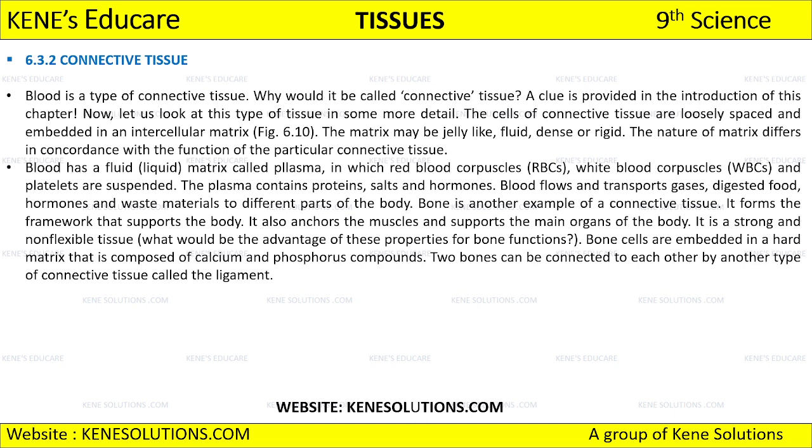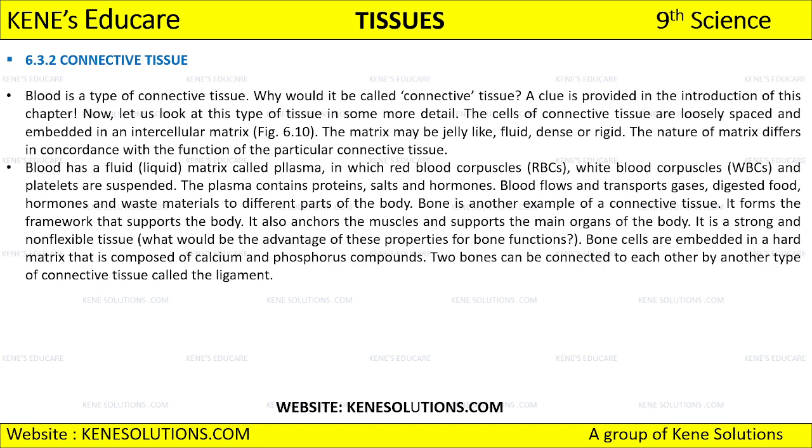Okay, so the intercellular matrix can be jelly-like, fluid, dense or rigid, and the nature of the matrix is in accordance with the function of the particular connective tissue. So whichever connective tissue it is, the nature of the matrix is going to define its function. Okay, so blood has a fluid liquid matrix, and we call that fluid liquid matrix plasma.